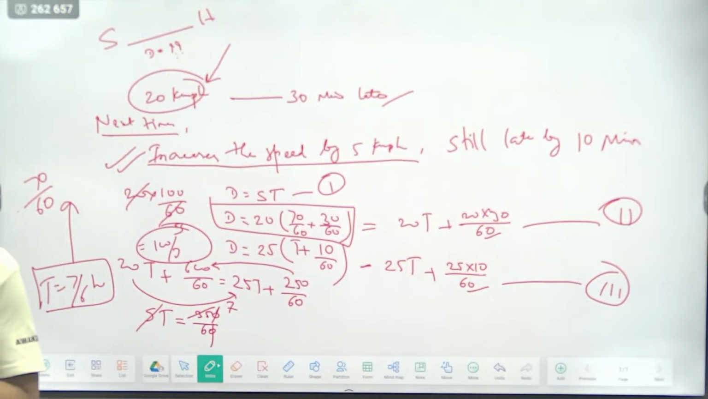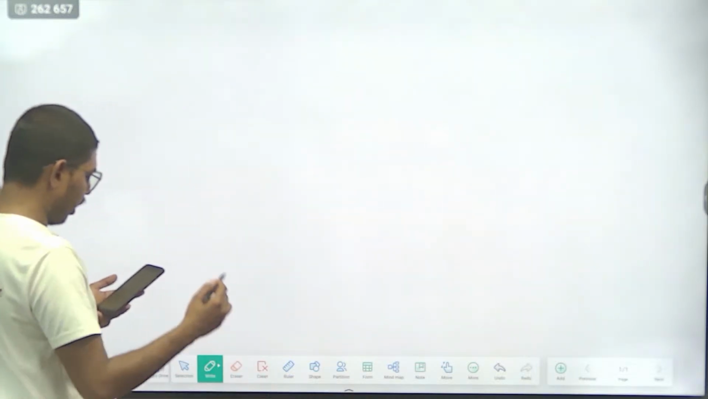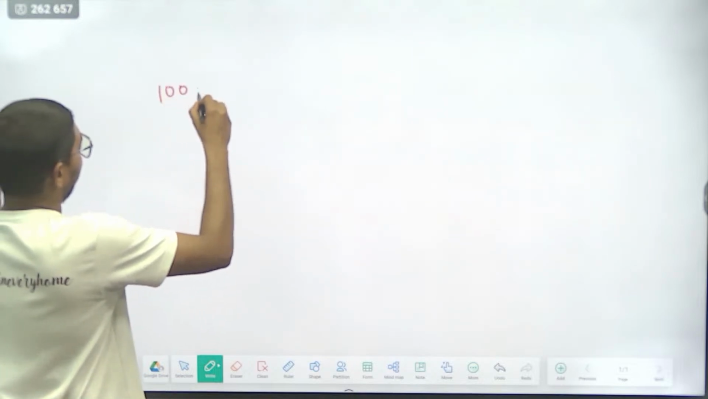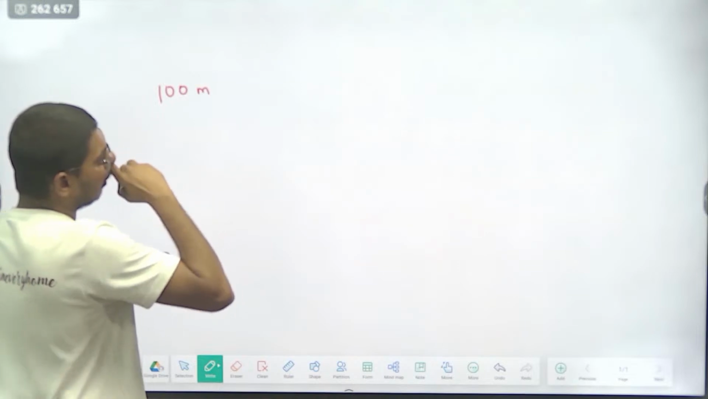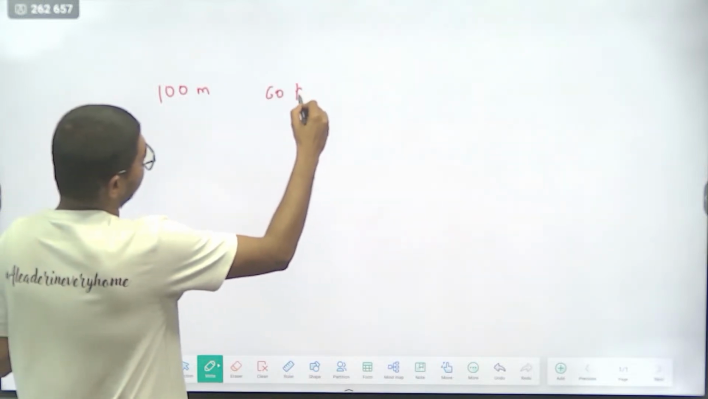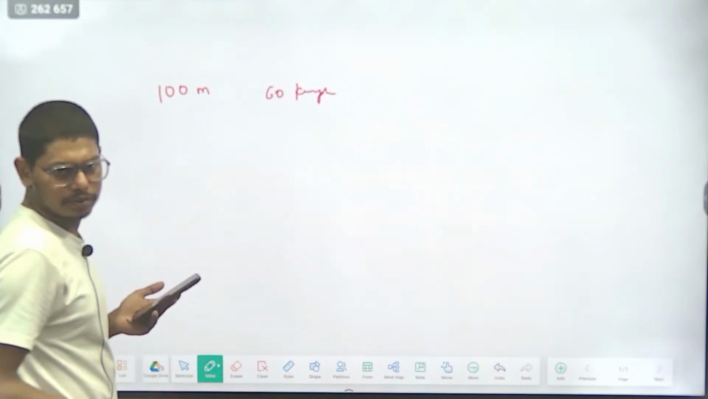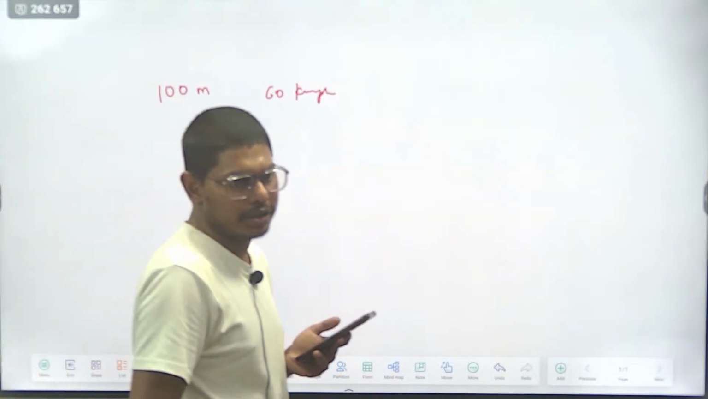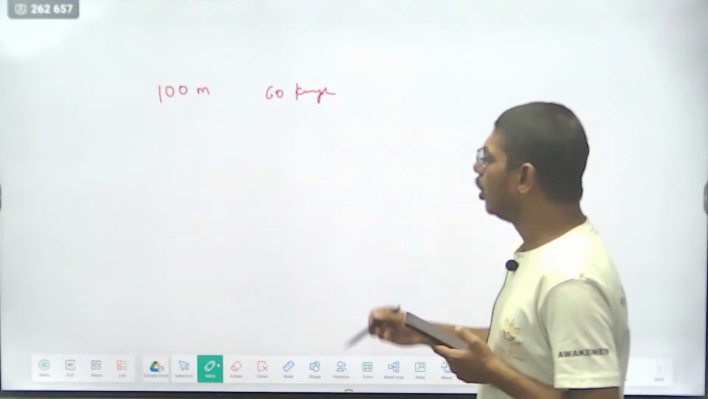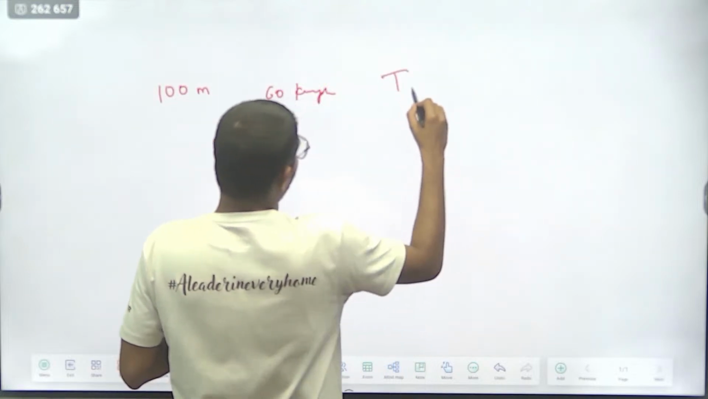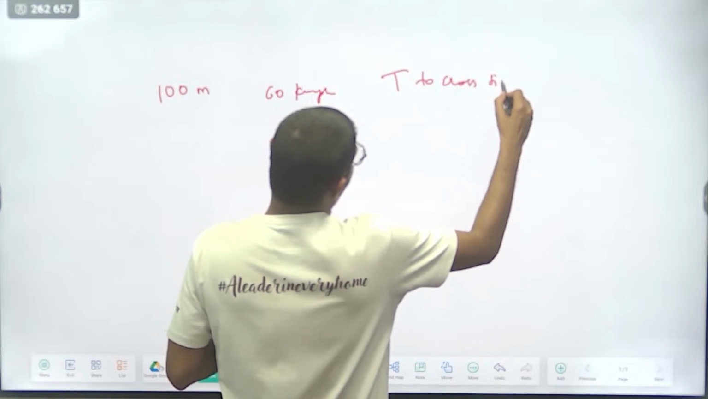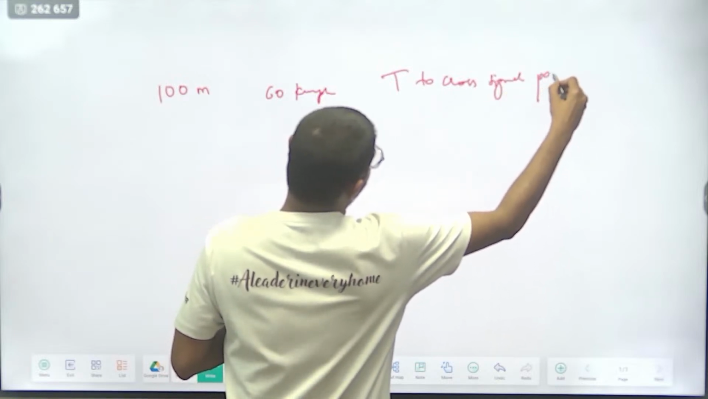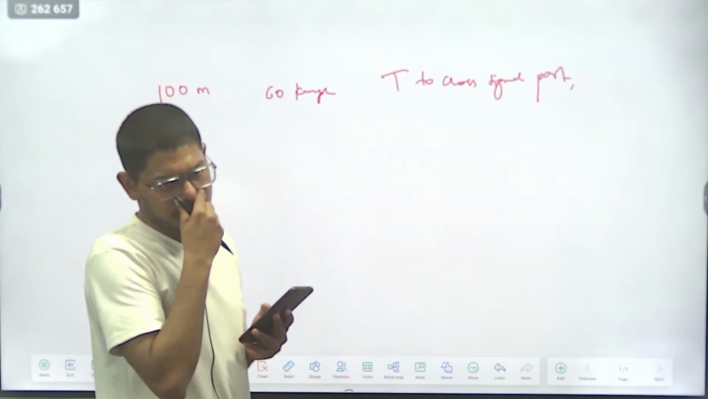Shall we move to the next one? Right. This is an easy question. Extremely easy question. A 100-meter long train is moving at the speed of 60 km/h. The train is 100-meter long and it's moving at the speed of 60 km/h. So how much time will it take to cross the pole? Time to cross a signal post.